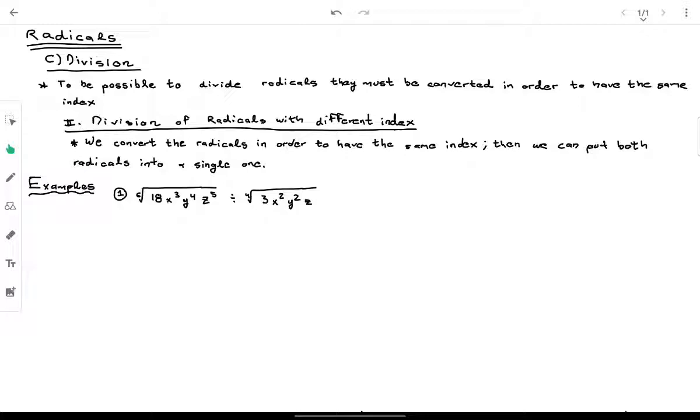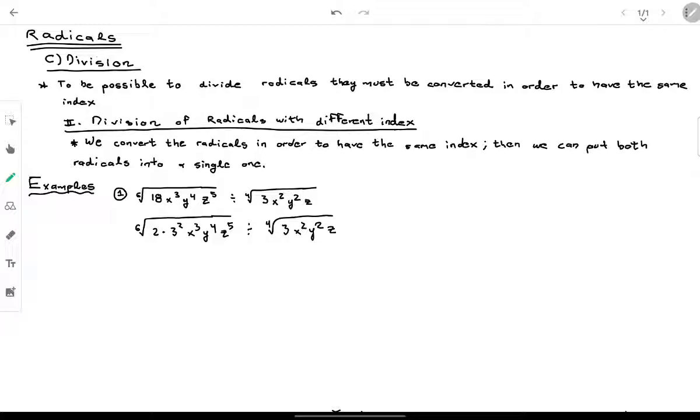So in this case, the first step we need to do is, remember, transform our radicals in order to have the same index. First of all, remember, we can decompose the numbers. In this case, the 18 is going to be 2 that multiplies 3 squared, x cubed, y to the 4, c to the 5. And the other one, of course, we cannot decompose: 3x squared y squared c.